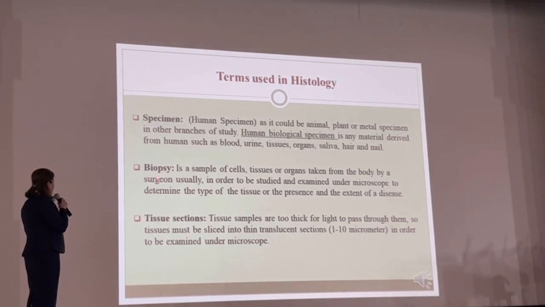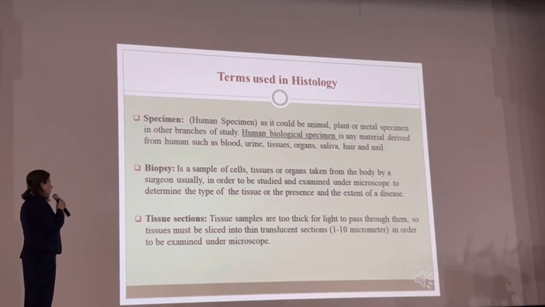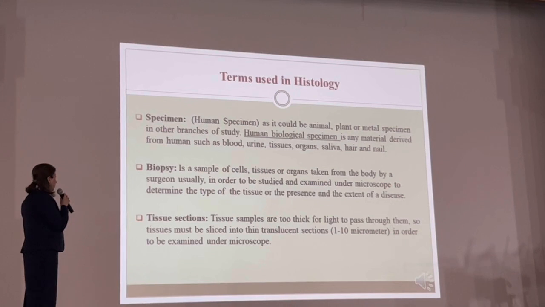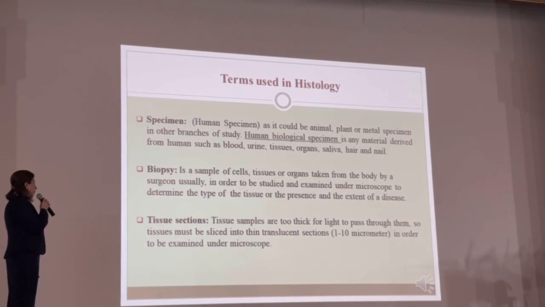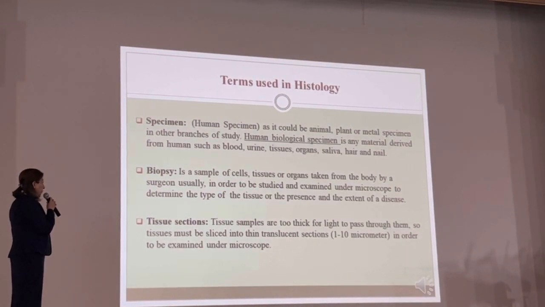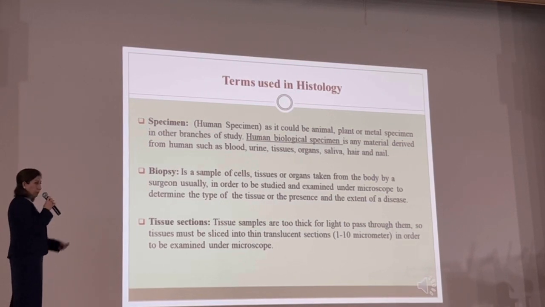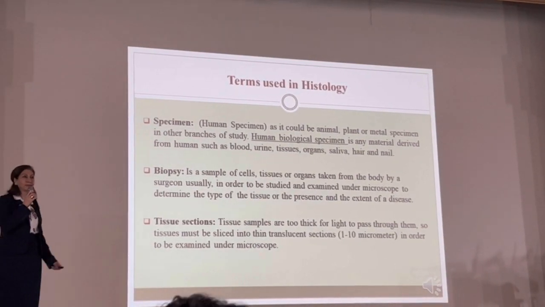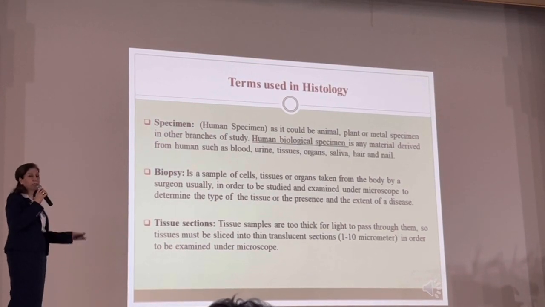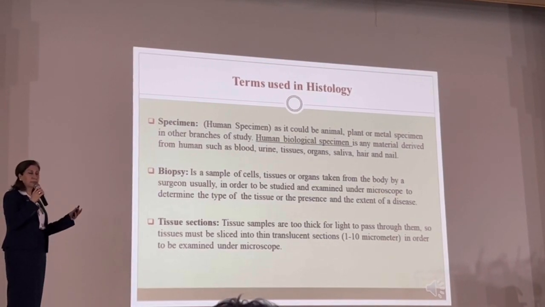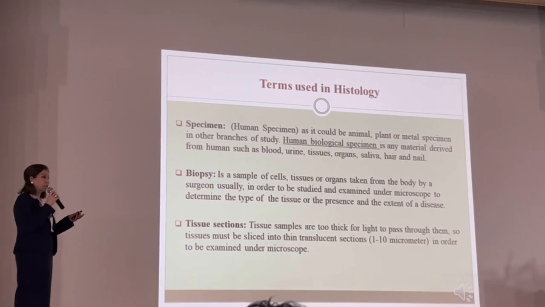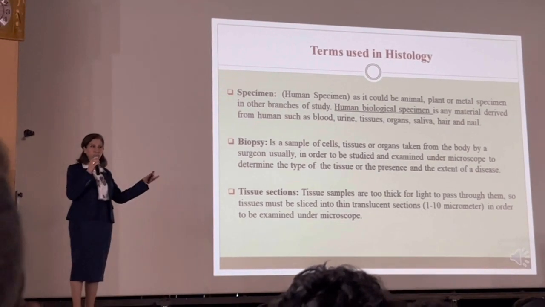Second, we have the biopsy, which is a sample of cells, tissues, or organs taken from the body, usually by a surgeon, in order to be studied and examined under the microscope to determine the type of the tissue or the presence or extent of the disease. Maybe one of you will ask, what is the difference between specimen and biopsy? Biopsy and specimen are similar in the general meaning, but we can say that the biopsy is more general.